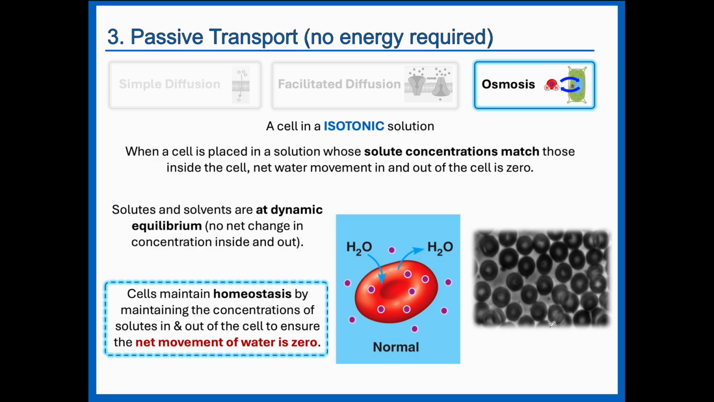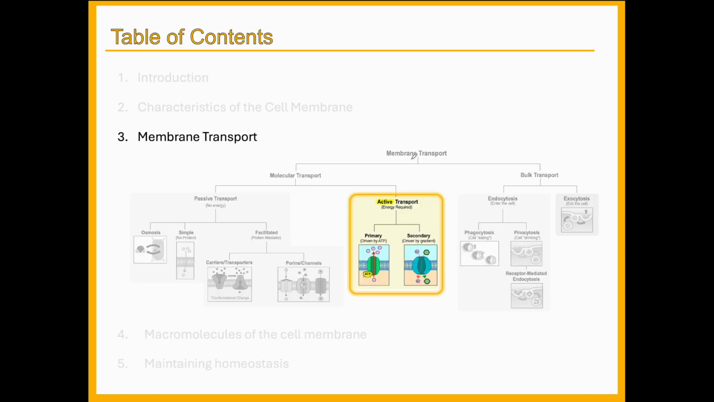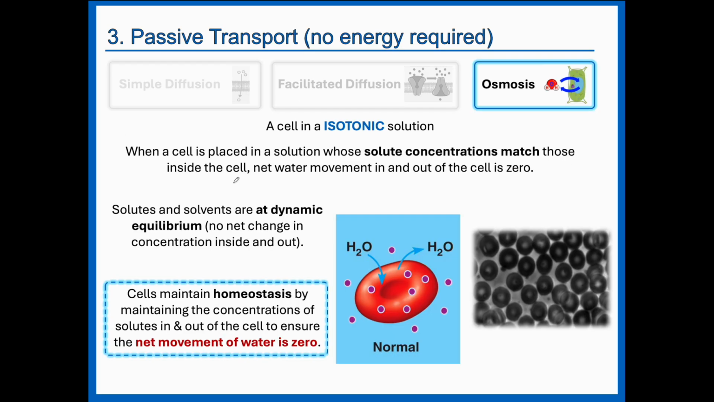Now, isotonic solutions, when placed in a solution whose solute concentrations match those of inside. Let's count. 1, 2, 3, 4, 5, 6. 6 on the outside, 6 on the inside. Then this is called an isotonic solution, and there's no net water movement. Some water comes in, and some water equally comes out, right? It's a net zero. There's no net movement of water.